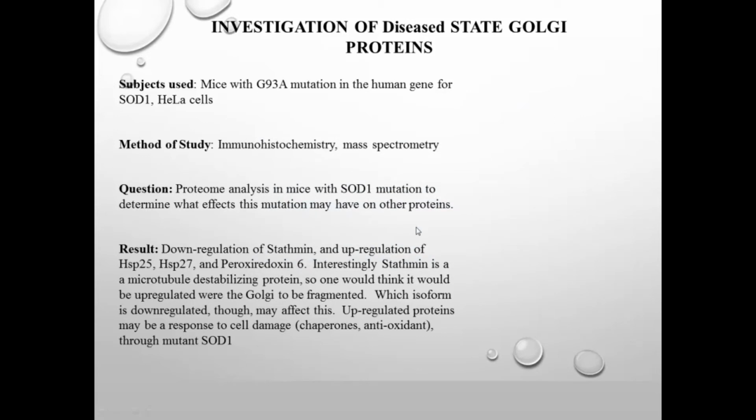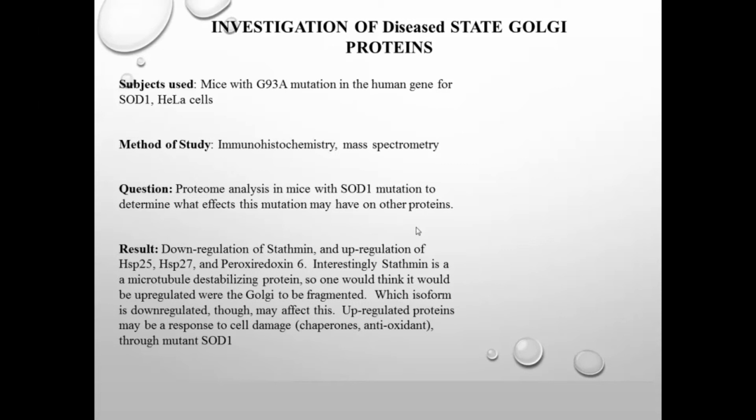peroxiredoxin 6. But it's a little interesting that they saw a downregulation of stathmin because it's a protein that sort of helps break up the Golgi. It's a microtubule destabilizing protein, so you'd think it'd be upregulated. And they do see a lot of it in these fragmenting Golgi, but they saw a downregulation of it a little bit, but they think that might have been a certain form of stathmin.